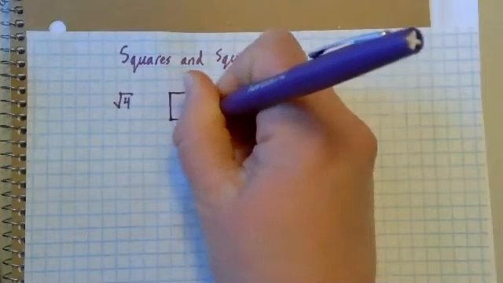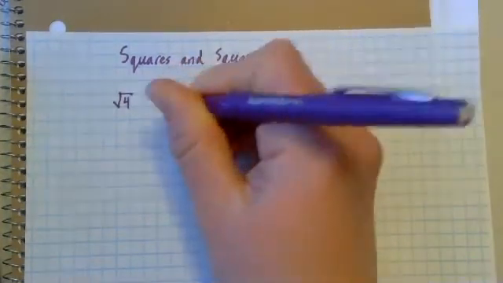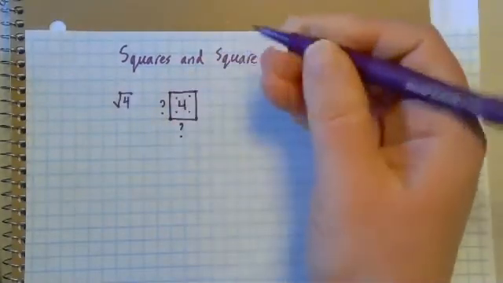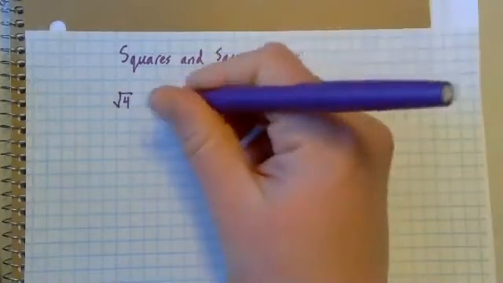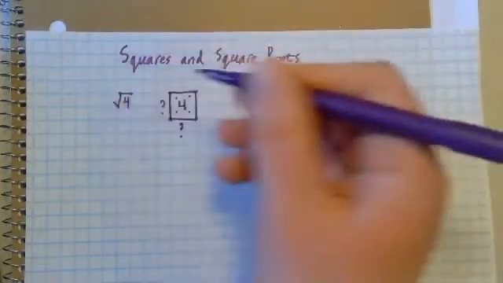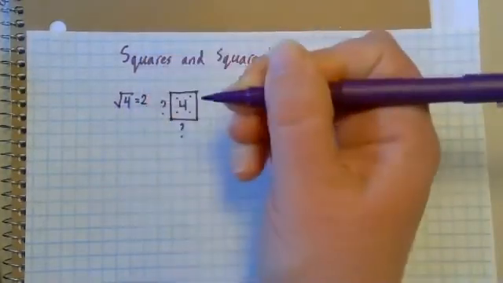a square with an area of 4, 1, 2, 3, 4. What were my side lengths? What times itself equals 4? And in this case, I know that answer. I know that 2 times 2 is going to equal 4. And so the square root of 4 is 2.